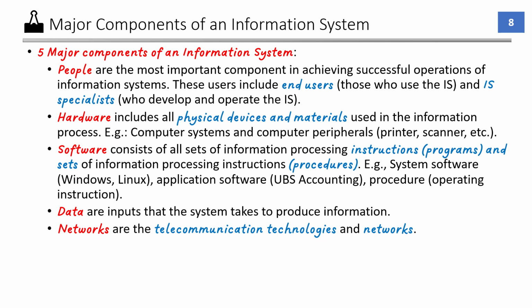The third component is software. Software includes system software like Windows or Linux, application software such as accounting systems, and procedures that explain how tasks should be carried out. The fourth component is data. Data consists of raw facts that the system processes to produce meaningful information, such as sales records or customer details. The final component is networks. Networks are the communication technologies that connect systems and allow data to be shared, such as the internet or company networks. All five components must work together for an information system to operate effectively and support business activities.